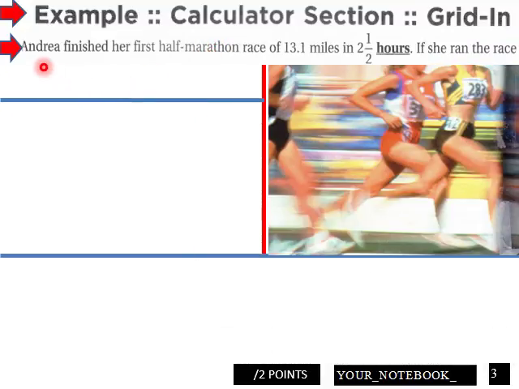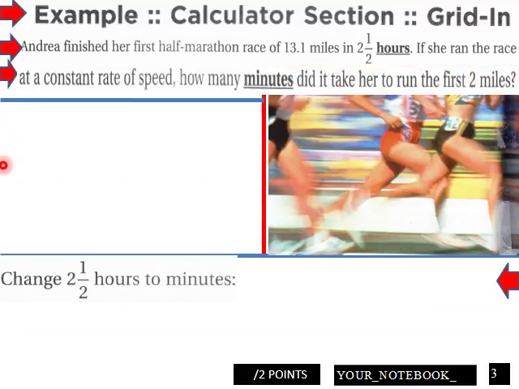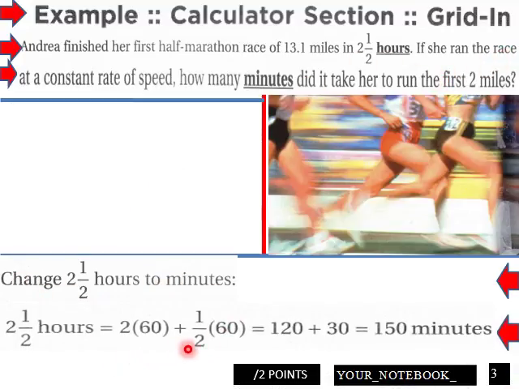Calculator section grid-in. Andrea finished her first half marathon of 13.1 miles in 2.5 hours. If she ran the race at a constant rate of speed, how many minutes did it take her to run the first 2 miles? So change 2.5 hours to minutes first. 2.5 hours equals 150 minutes. How many minutes did it take her to run the first 2 miles?